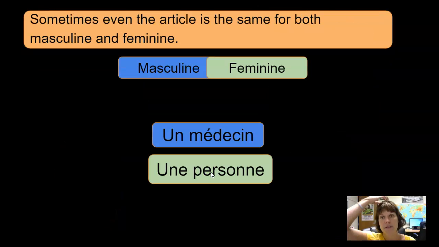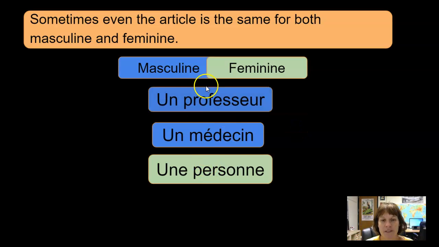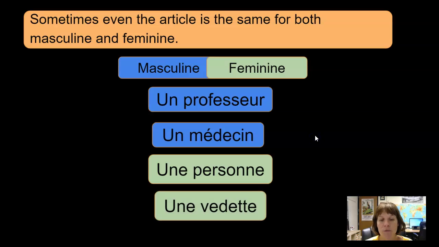Sometimes even the article is the same for both masculine and feminine. So these are some examples of that. Un professeur, un médecin, une personne and une vedette. No matter what, the top two are always masculine. It's the same for both, and the same for une personne and une vedette. Une vedette would be a star, une personne, a person, un médecin, a doctor, un professeur, a professor.